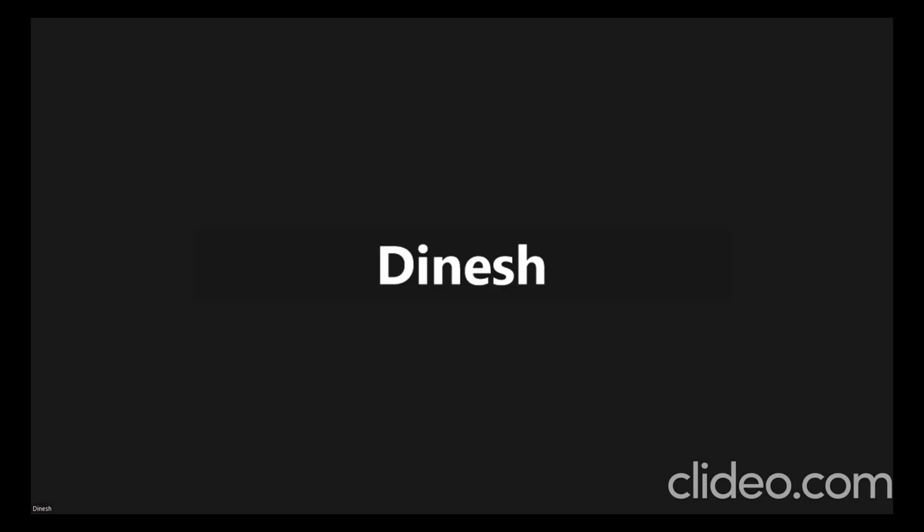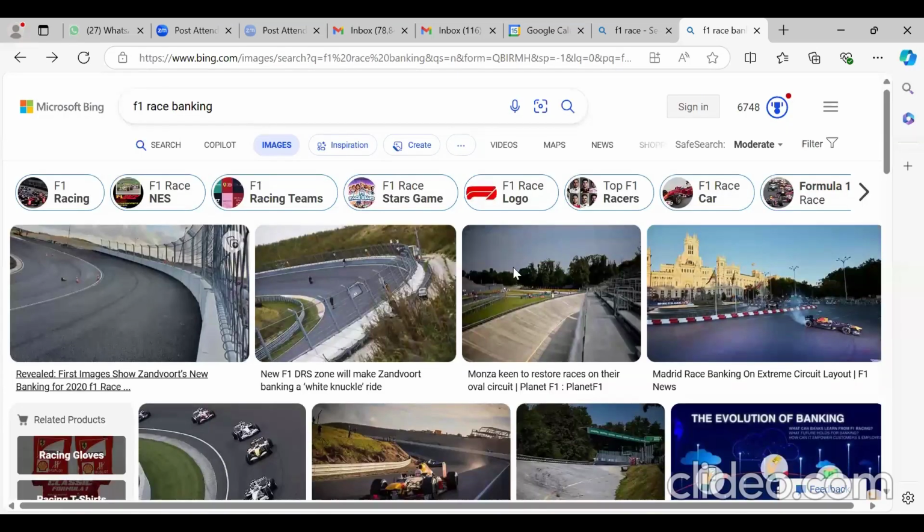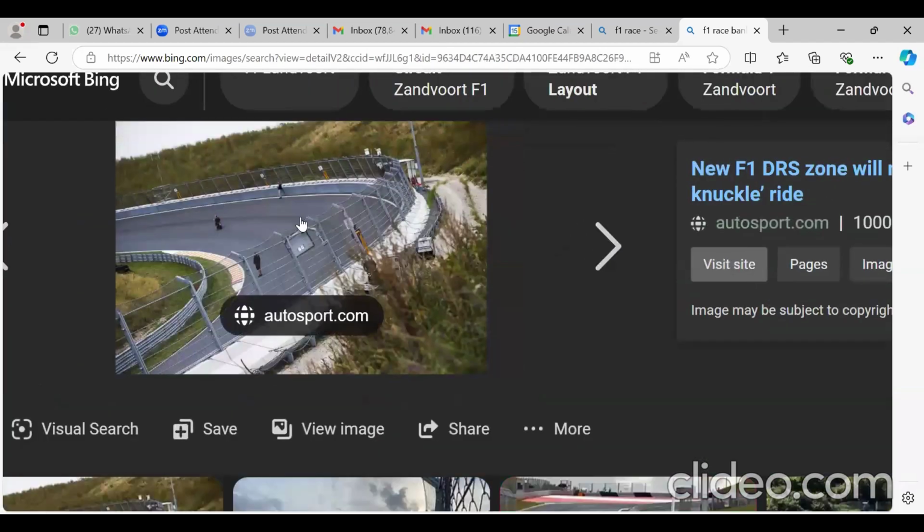Dinesh, is my screen visible to you? Okay. Dinesh, look here. Is my screen visible to you? If you look carefully, this is a racing car, banked. Do you see it little bit raised? To an angle it is raised. Clear? Do you have more clarity right now? Is it clear to you, or should I explain more?